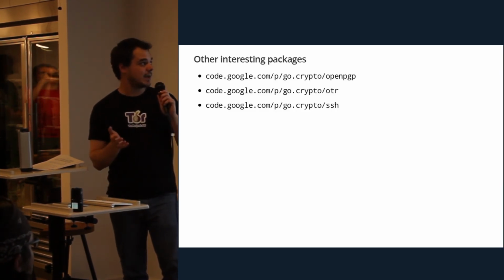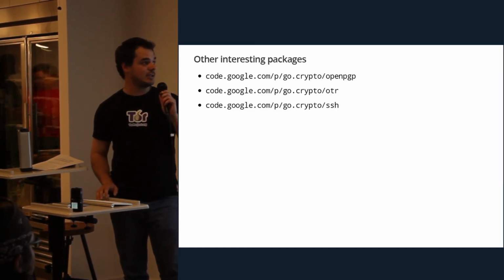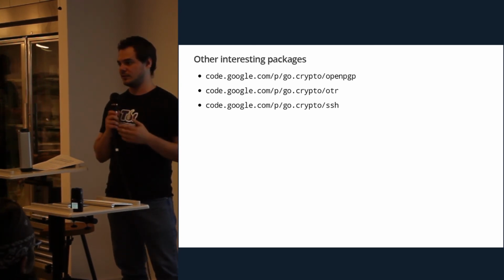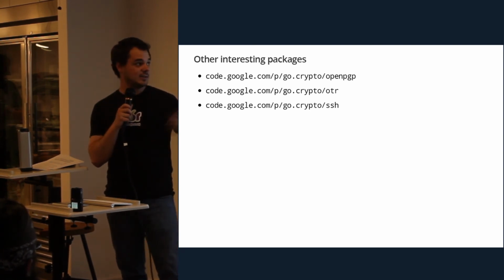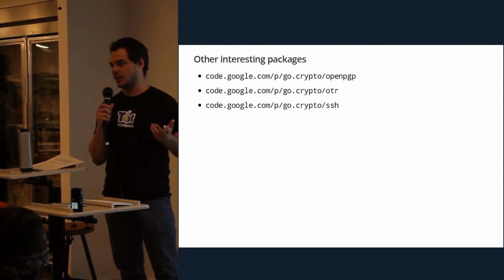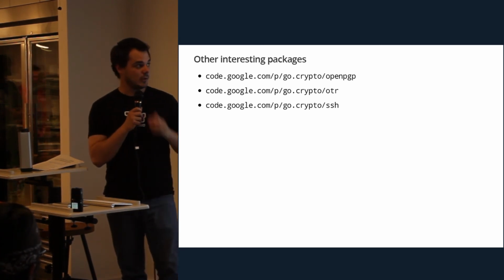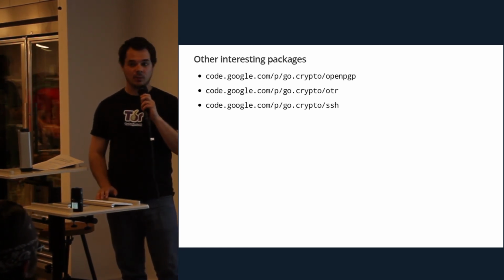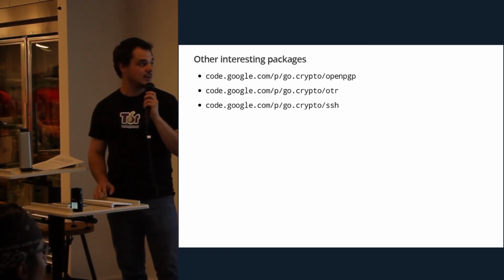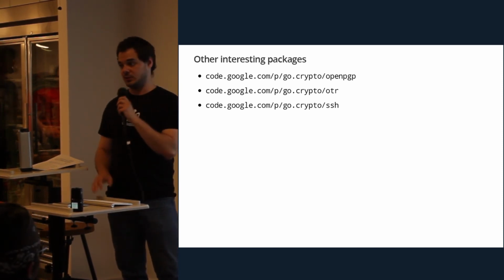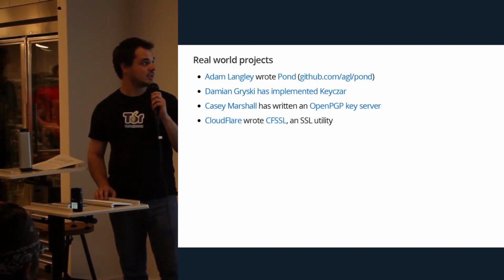So there's some other interesting packages as well. There's OpenPGP. If you guys have seen Keybase, I actually wrote a Keybase half client that handles a lot of the interaction with the site using this OpenPGP package. So you can interact with those keys that way. There's OTR, which is an instant messaging encryption protocol. And then there's SSH, which you can do all the fun that you can with SSH.